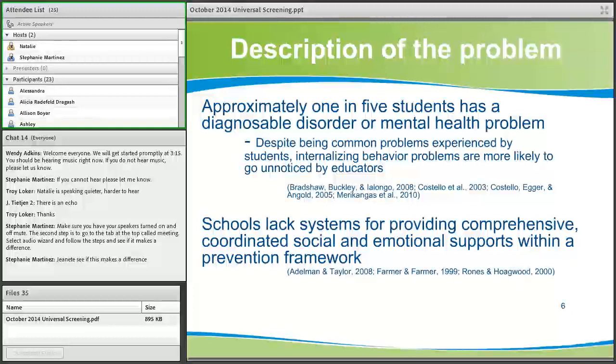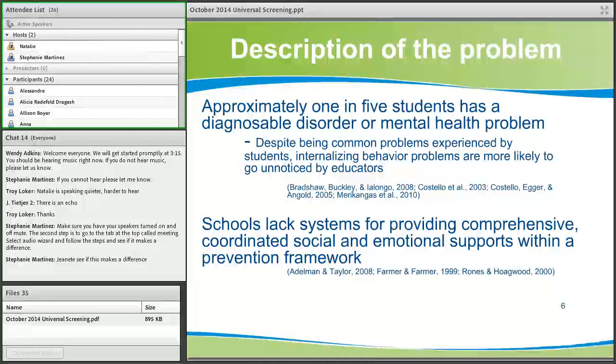all right, so I'm going to start the presentation really with focusing in on a description of the problem. And this is to give us a sense of why even bother with universal social emotional screening procedures. So we know that about 1 in 5 students has a diagnosable disorder or mental health problem. So that means that they're meeting criteria and that this problem is interfering with their day-to-day functioning, and this does not include students who may be at risk or more in that subclinical range. And what's most concerning is that the majority of these students aren't accessing the supports that they would benefit from, and the ones that do access additional intervention or supports are typically accessing them when a problem has gotten so severe that intervention is less likely to be effective.